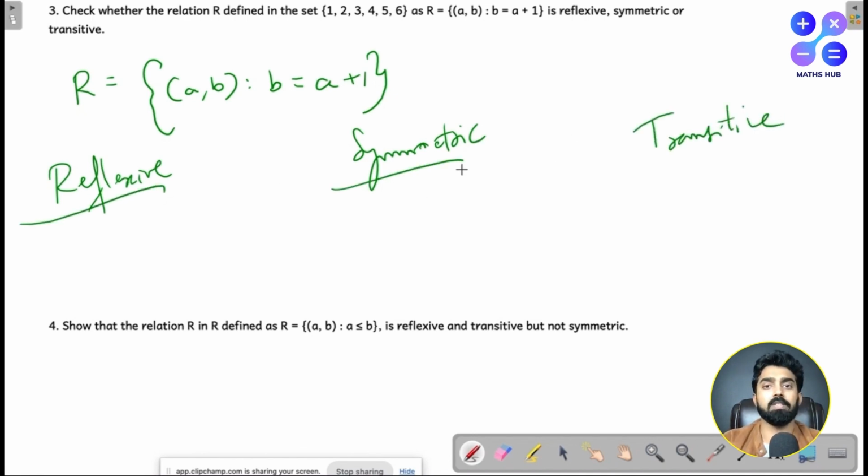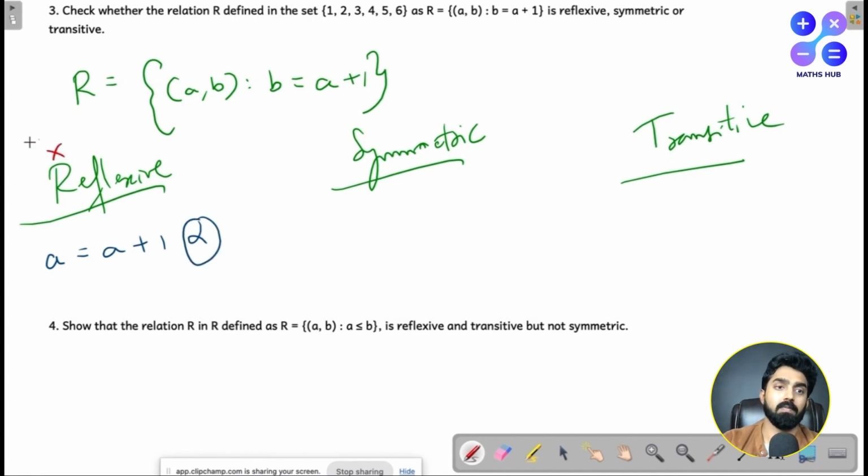Right? Let's go through each case as we always do. Every element will be related to itself. But is that true? Can you have a equals a plus 1 ever in the set of these integers? No, you can never have a number being equal to itself plus 1 when you have all positive integers, right? So it's just not going to happen. So it is not reflexive.